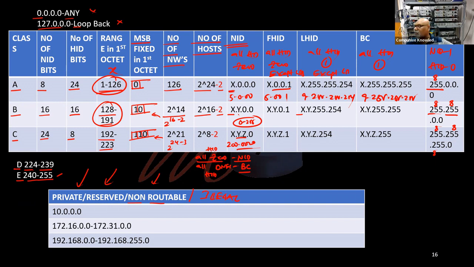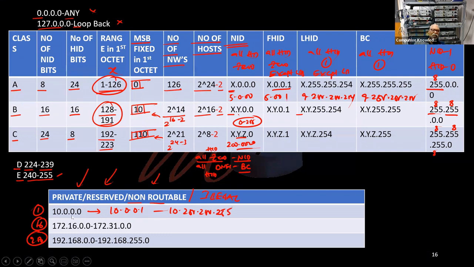What are they? Class A: one network, 10. Here 16 networks. Here 256 networks. Some textbooks may write 10.0.0.12 to 10.255.255.255. These are all private, it will say. It's the same thing, right? They wrote network, they wrote host also.